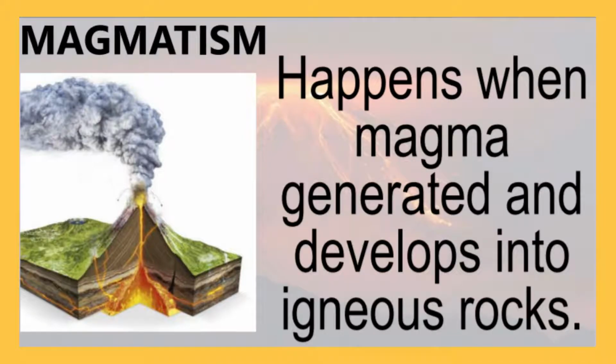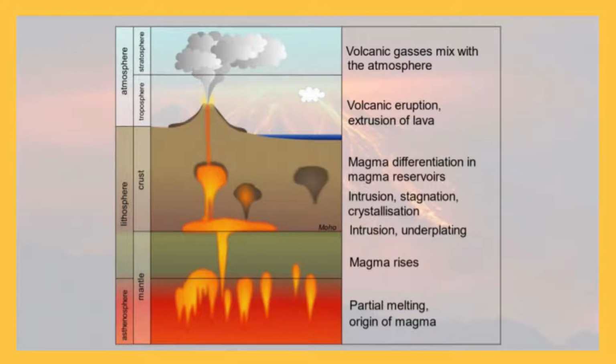Magmatism happens when magma is generated and develops into igneous rocks. Now, this picture shows how igneous rocks are being created. There are intrusive igneous rocks and extrusive igneous rocks, which will be discussed later on. So, this is how the partial melting of origin of magma happens. The magma rises, it undergoes intrusion, underplating, stagnation, and crystallization, having the magma differentiation in the magma reservoir.